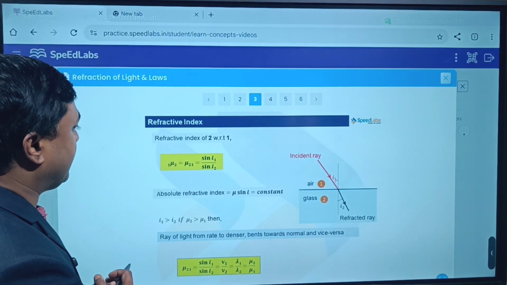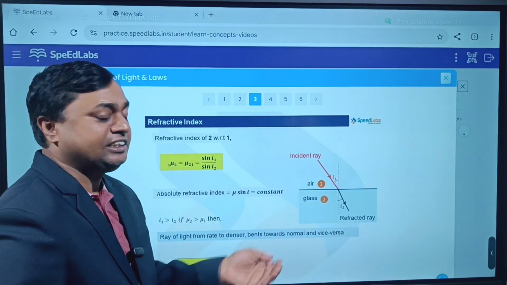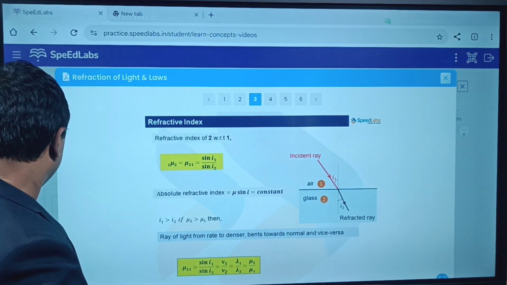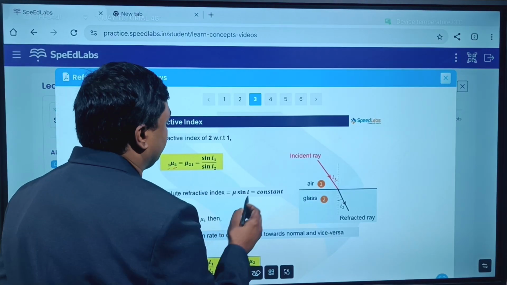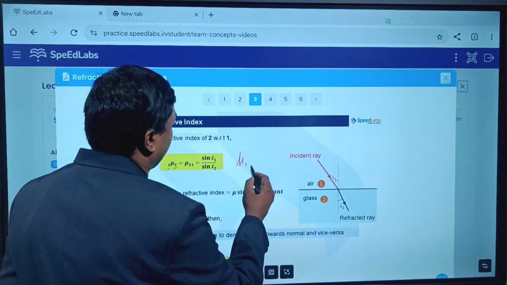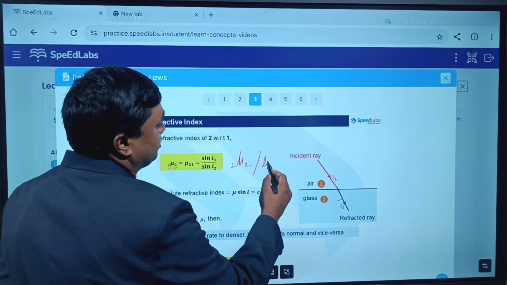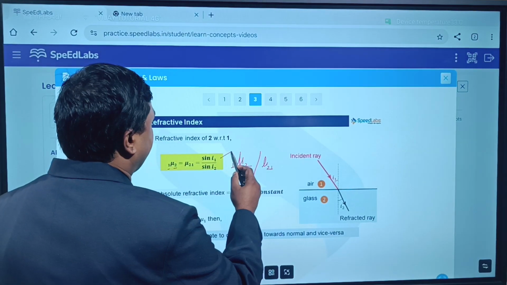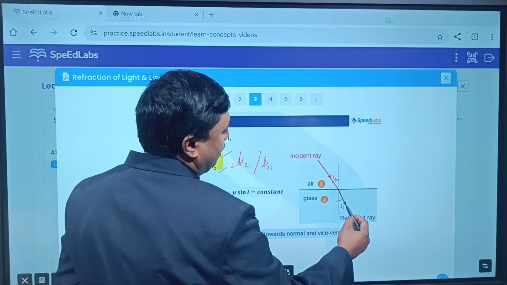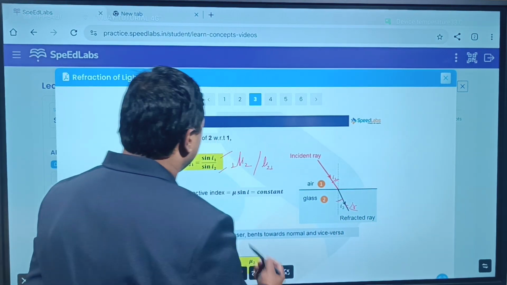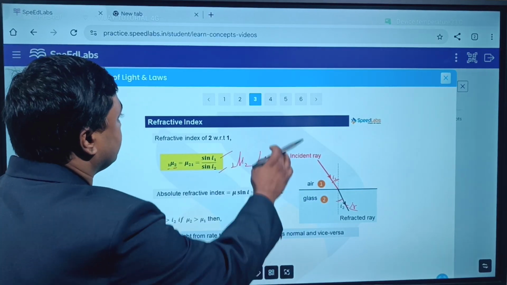Next, when we talk about the refractive index of medium 2 with respect to medium 1, let's say this is air and this is glass. I want to know the refractive index of medium 2 with respect to 1. We write it like this: refractive index of medium 2 with respect to 1 is nothing but sine i1 by sine i2. This is i1, and let's say this is i2. Angle i2 is nothing but angle r. So that is also one of the formulas to find it.